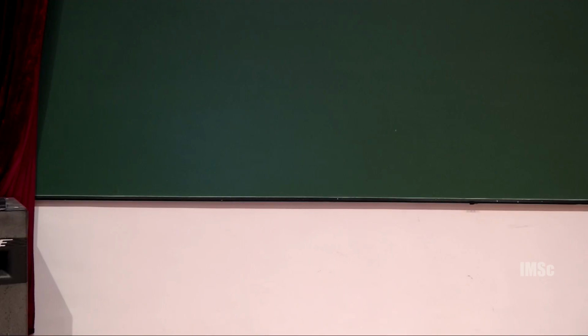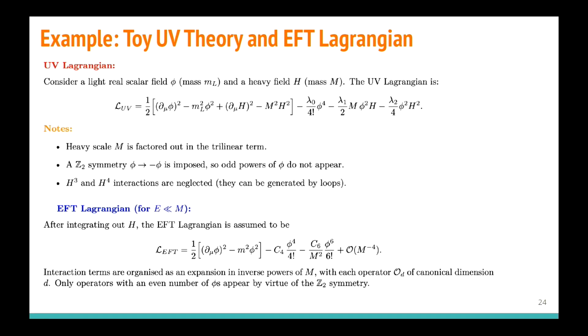Okay, so now the regime that we are concerned with is where the energy is much less than the scale of new physics, the effective field theory Lagrangian. When you integrate out this heavy field, there are no terms related to this m squared. Exactly, that's what I am going to discuss here. Okay.